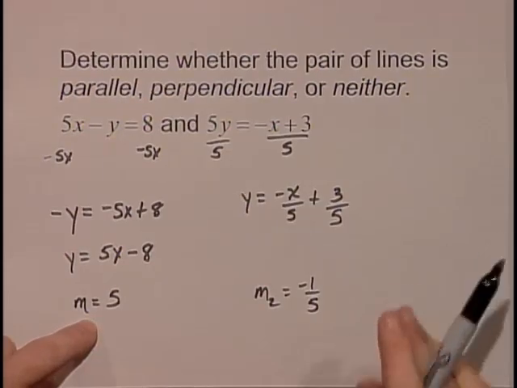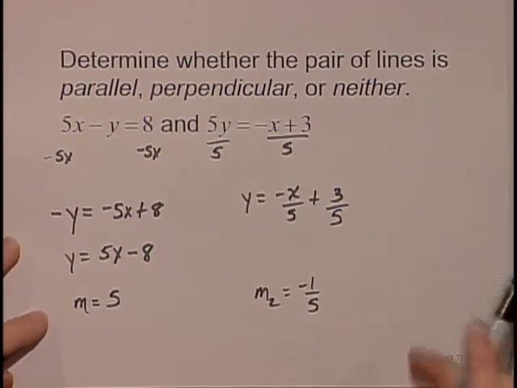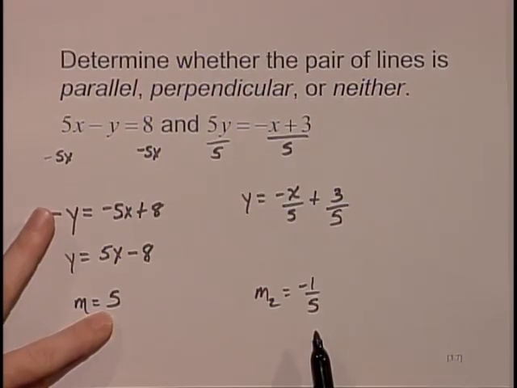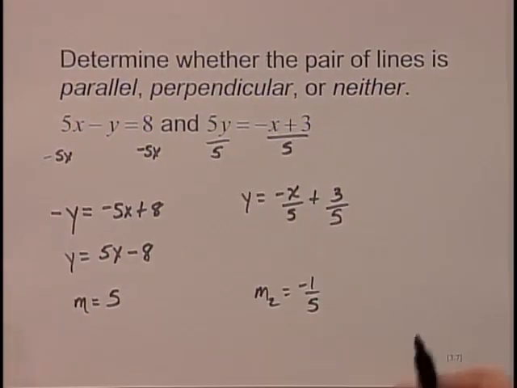Perpendicular lines are when the slopes are negative reciprocals of each other. So the negative reciprocal of 5 actually is indeed negative 1/5. So these lines are perpendicular.